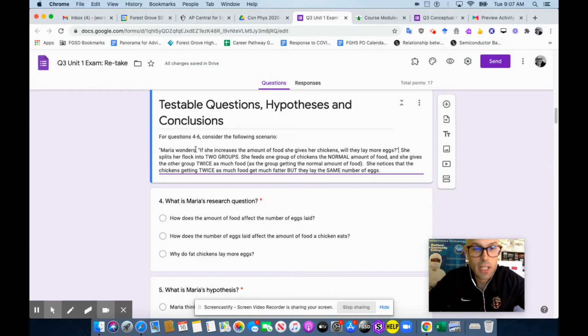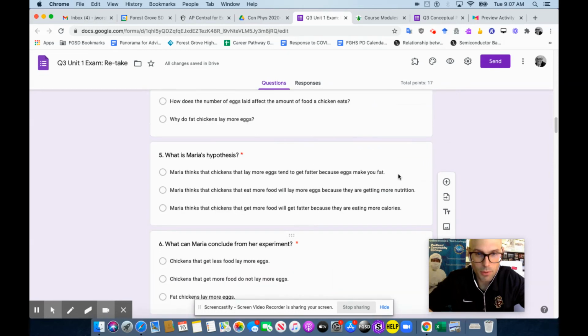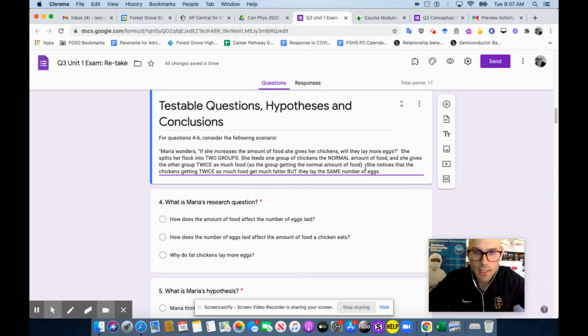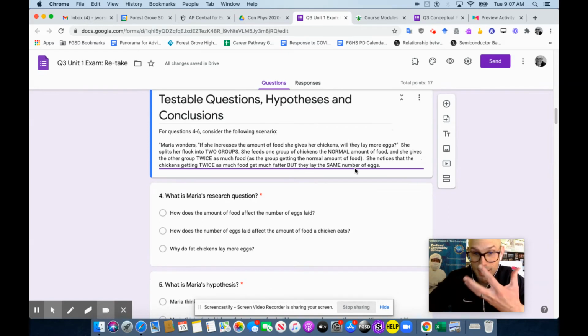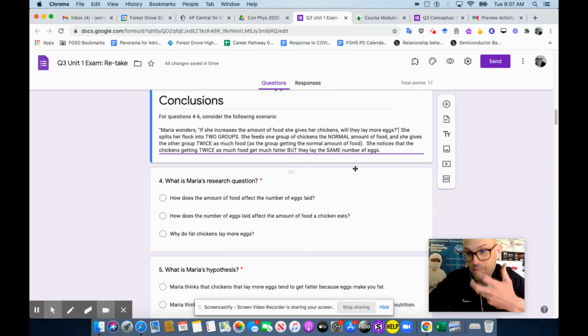She asks a research question. She poses a research question. I just don't want to ruin it for you. Okay, so she poses a research question. She splits the chickens into 2 groups. And then she does some testing with them and she determines something, or at least it looks like she has discovered something.